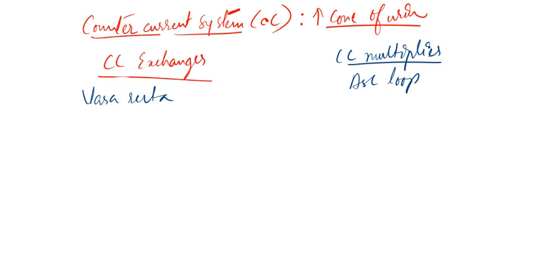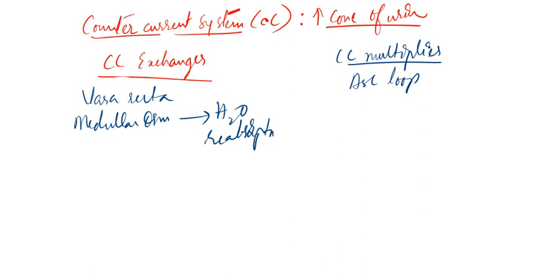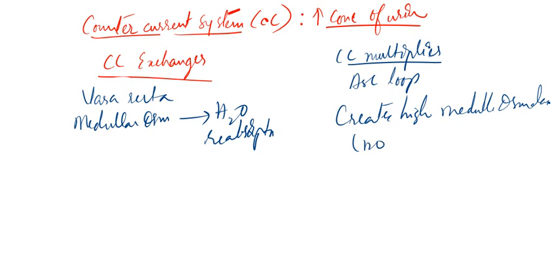Counter current exchanger maintains the medullary osmolarity by water reabsorption. Whereas counter current multiplier simply creates high medullary osmolarity, that is up to 1200 milliosmoles per liter, by accumulating solutes. Okay, by accumulating solutes.